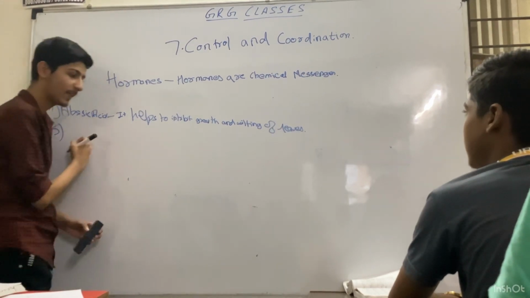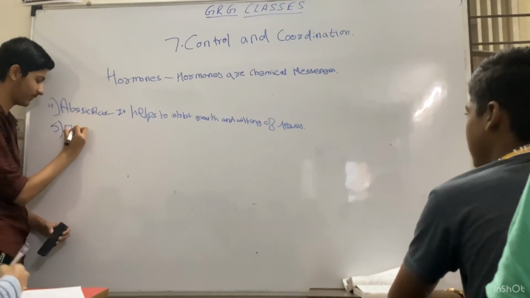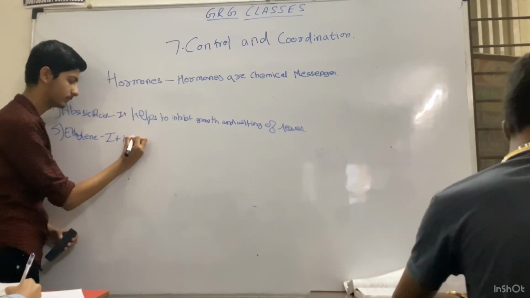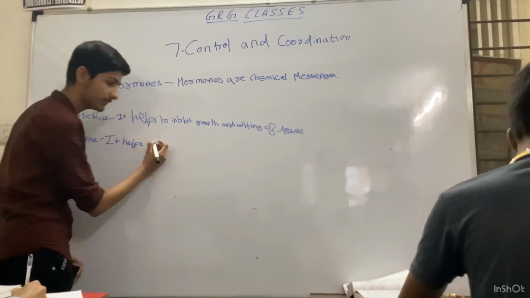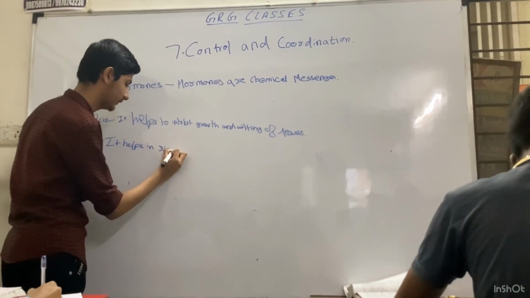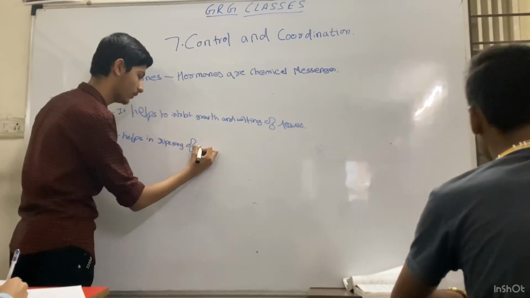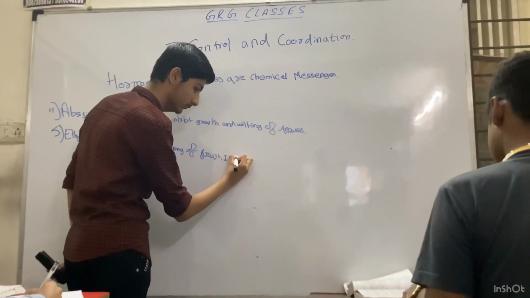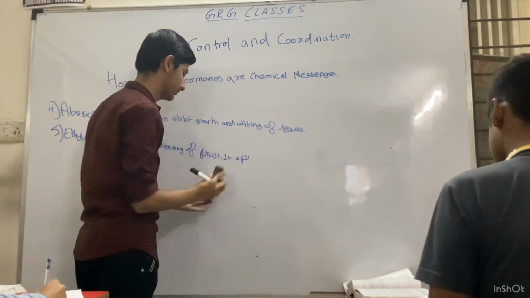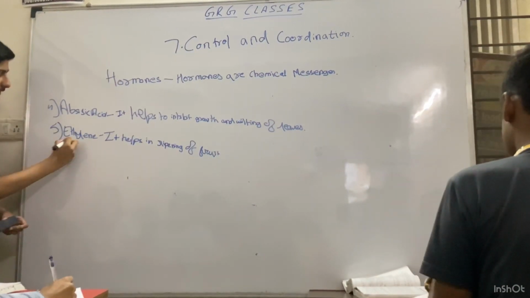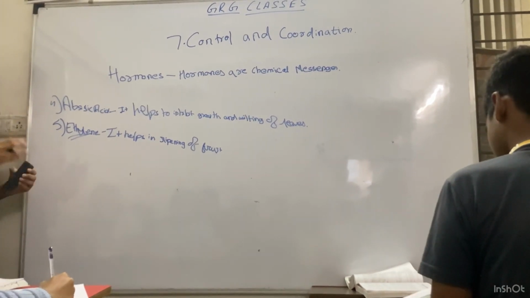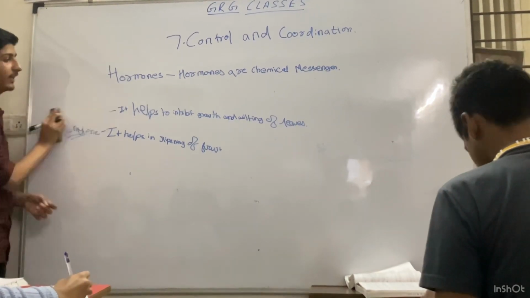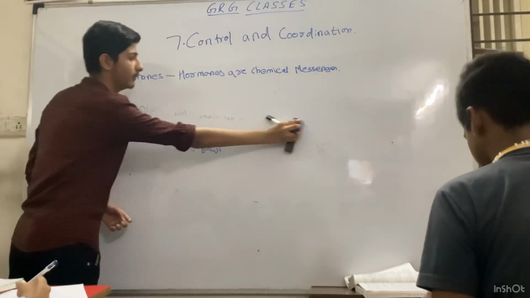Now we will learn about ethylene. The fifth hormone is ethylene. Ethylene helps in ripening of fruit from raw into a proper state in which it is very easy to eat. So these were the five types of hormones present in plants.